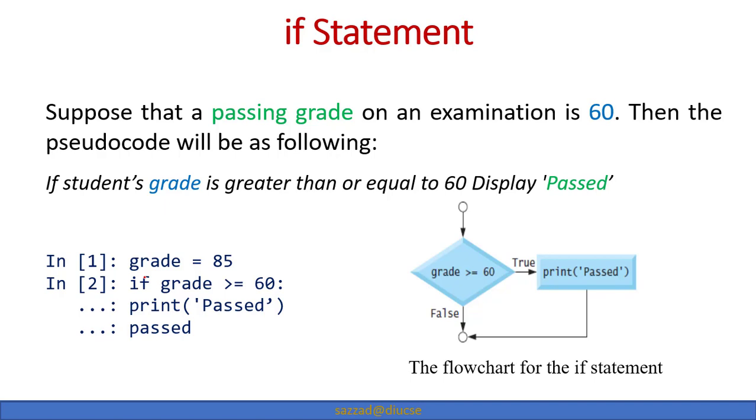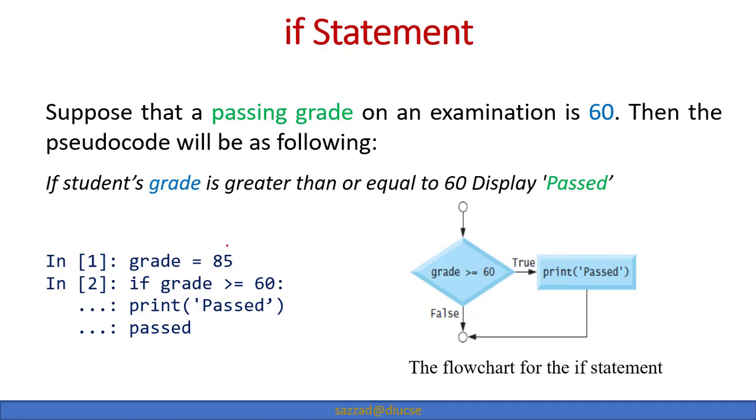First of all, we are going to discuss the if statement. Suppose that a passing grade on an examination is 60. Then the pseudocode will be shown as follows. You can see the flowchart of the if statement. If it is true, then the true statement will be executed, otherwise it will display nothing. If student grade is greater than or equal to 60, display passed.